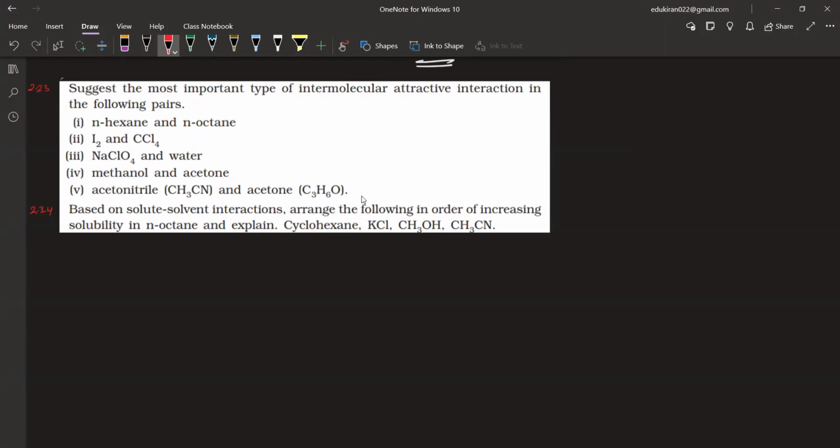Now, in the first question, they are asking what are the most important types of intermolecular attractive interactions in the following pairs. That means, what type of interaction is there? Whatever the examples that have been given, these 1 to 5, you can classify all of the molecules into two types. If you have any substance, you can classify it either as a polar molecule or a non-polar molecule.